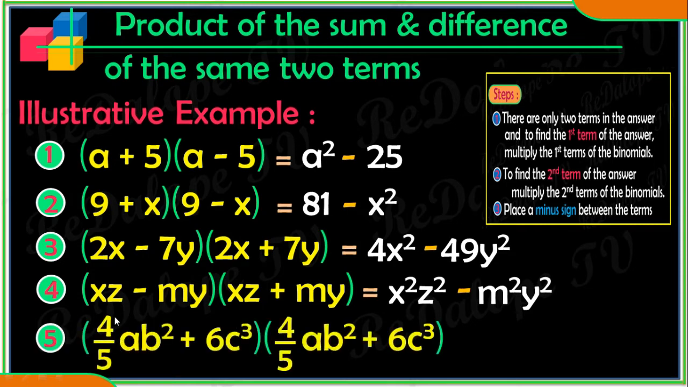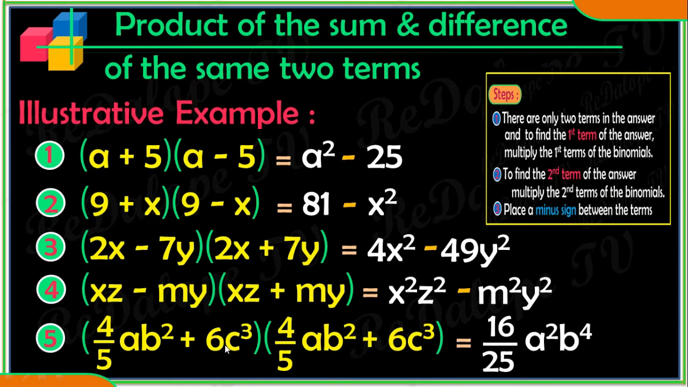And the last problem we have is 4 all over 5 multiplied by 4 all over 5, so that is 16 all over 25. And the variable should be a squared b to the 4. So the first term of the answer would be 16 all over 25 a squared b to the 4.